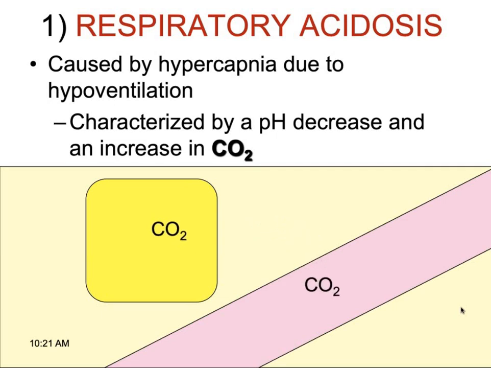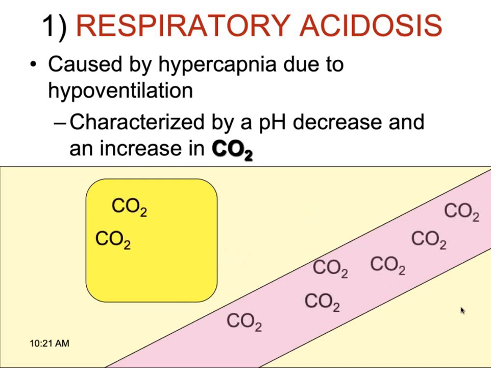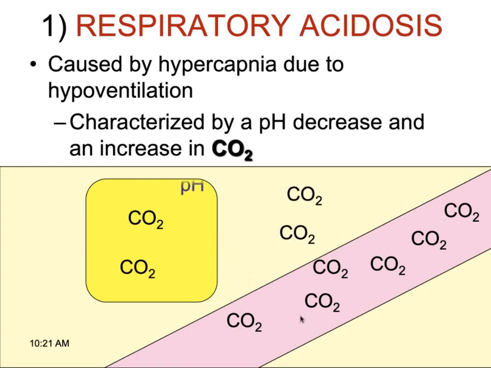Let's take the first example, respiratory acidosis. This is basically caused by hypercapnia due to hypoventilation. It is characterized by a decrease in pH and an increase in CO2. So you can see that in the capillary there is an increased concentration of CO2 over here, which will lead to decreased pH.